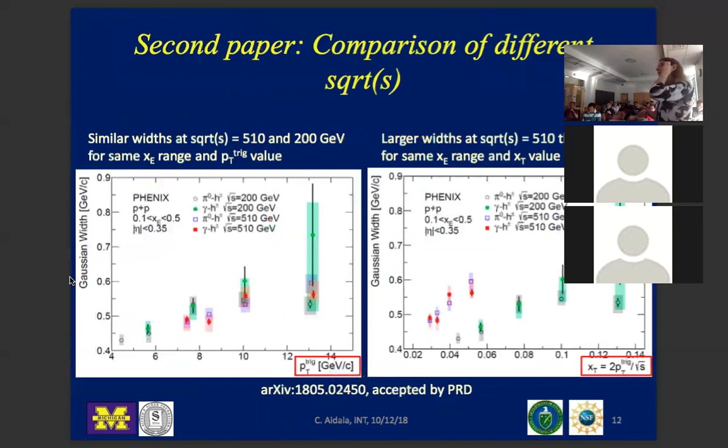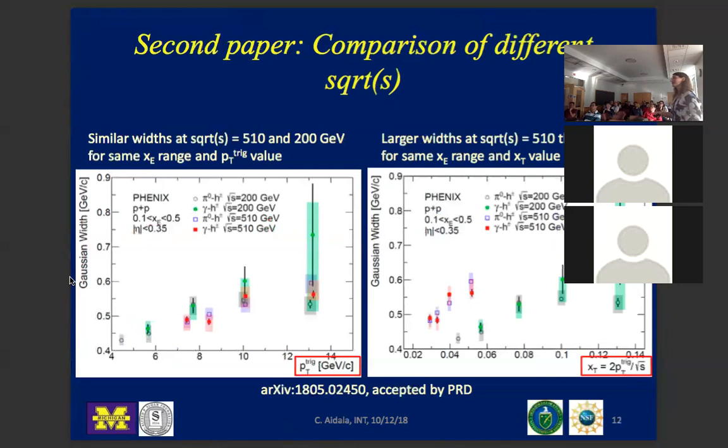In this second paper, we also compared the 510 GeV from the previous paper to the 200 GeV. We can do this for the same xE range and pT trig value. So this is the Gaussian width as a function of the hard scale, the pT of the trigger particle, for the four different sets of points: the dihadron and photon-hadron at 200 GeV and 510 GeV. Relatively similar widths for these different data sets.